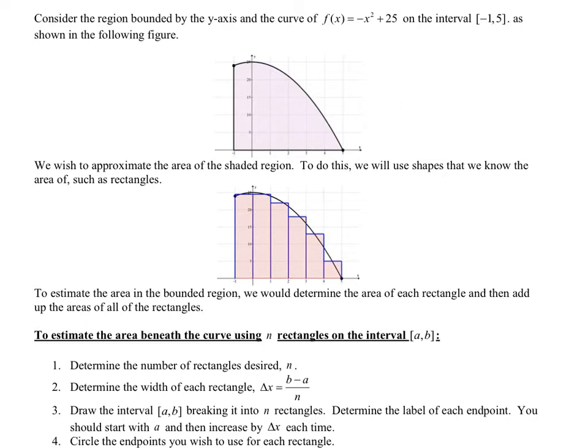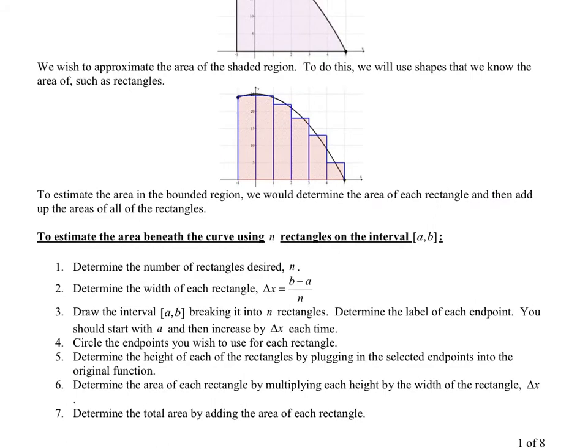So if we use multiple rectangles, we can get close to the area of this. What are we doing here? If you take a look, we have 1, 2, 3, 4, 5, it looks like 6 different rectangles. And you'll see in some areas we actually missed the area. We're underestimating, but in part of the area we're overestimating. So if I use these rectangles, it would be an approximation of the actual area, not exact. We know the definite integral is exact, but this is how we came to the definite integral. To estimate the area in the bounded region, we would determine the area of each rectangle and then add up these areas.